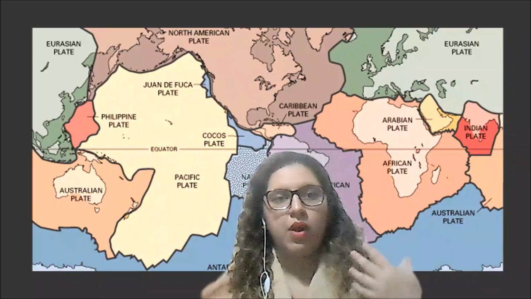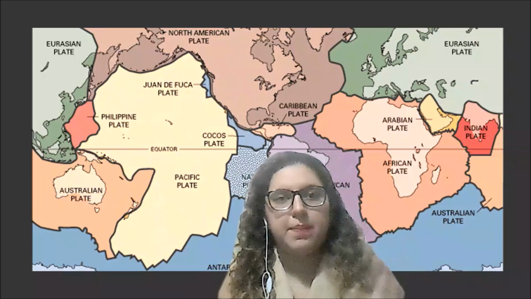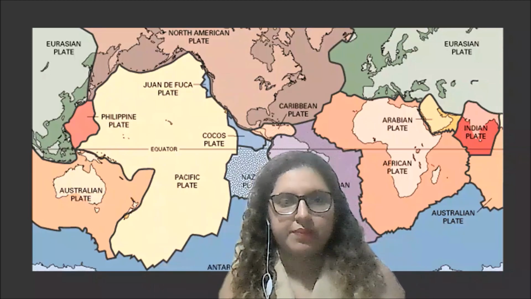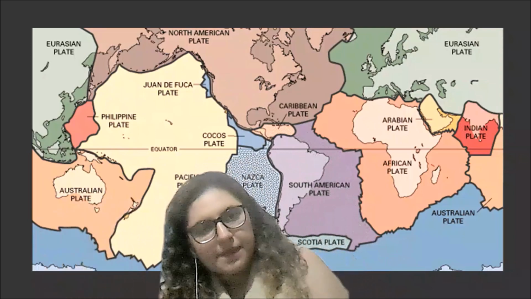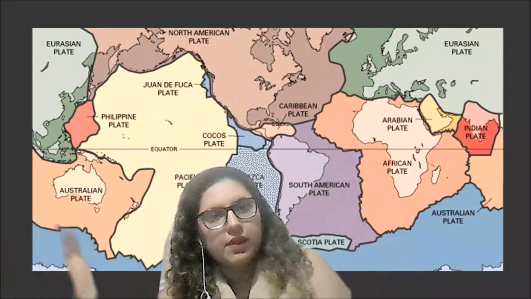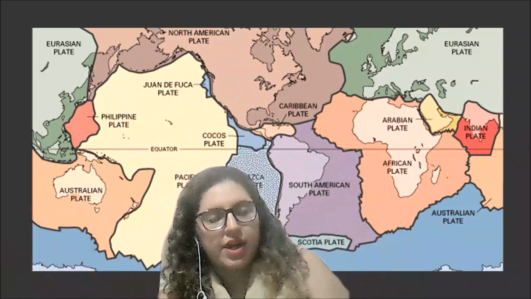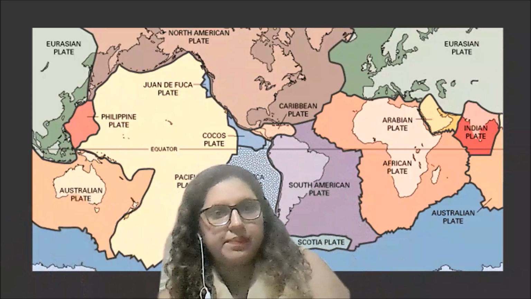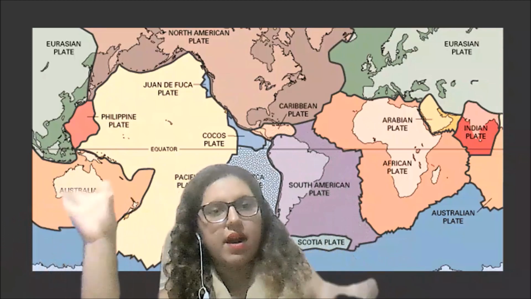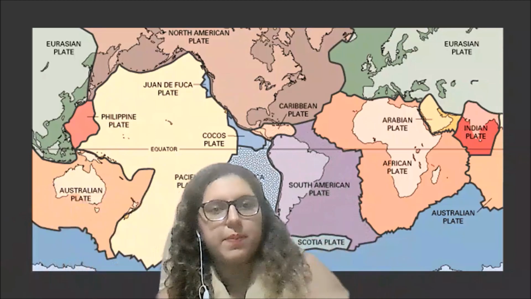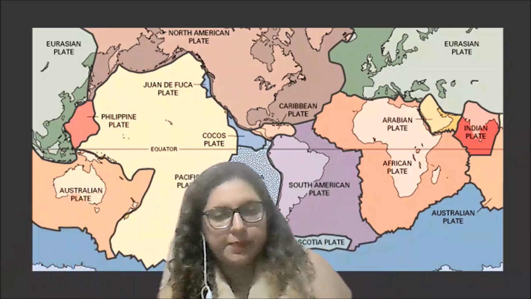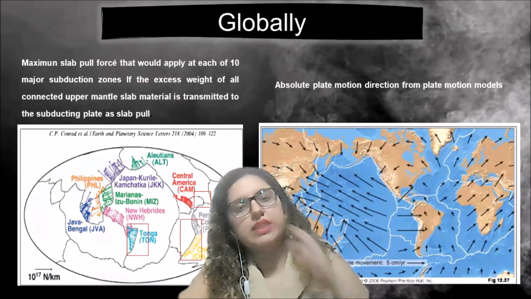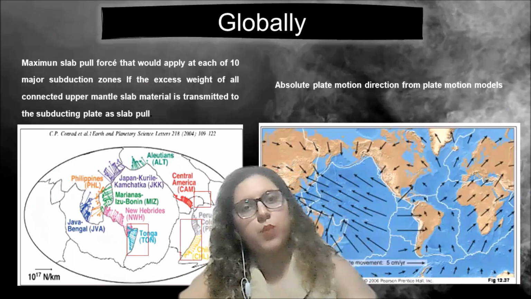First, we are shown the plates of the Earth. The principal plates are the Nazca, South America, Cocos, Caribbean, and Panama. These are the plates that are presented in this workshop. And now we are shown the globality of this workshop.